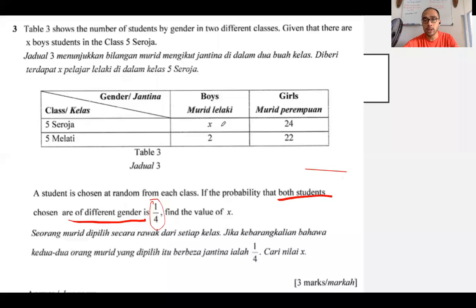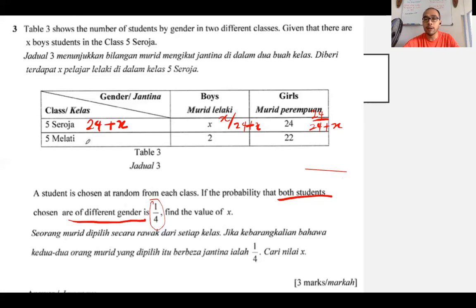There are 4 situations over here. Okay, so what is the probability of choosing a boy from Seroja? This will be x over, what is the total? The total is 24 plus x. Kebarangkalian untuk memilih lelaki. Kebarangkalian untuk memilih perempuan is 24 over 24 plus x, because the total number of people in Seroja is 24 plus x.